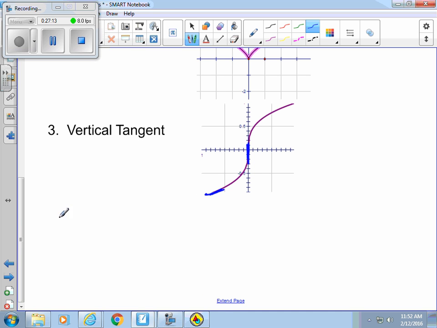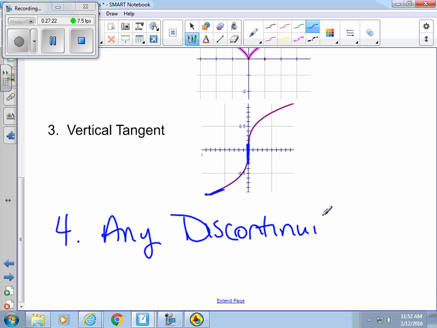There is one other place that a derivative does not exist, and that's at any discontinuity. Because I can't look at the slope at a point if there's not a smooth transition. So at any discontinuity, the limit does not exist on a derivative, so it's not differentiable. So the word differentiable means there is a derivative. If I ask you if a function is differentiable or not, that's the question it's asking. Is there, at that point, a derivative?